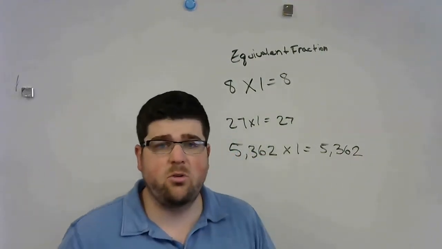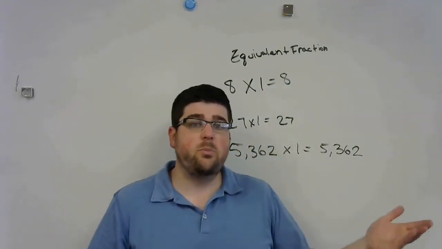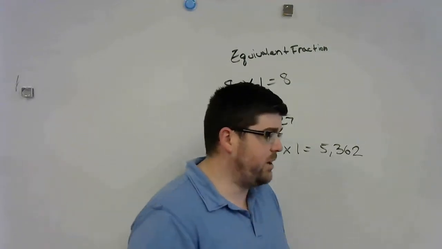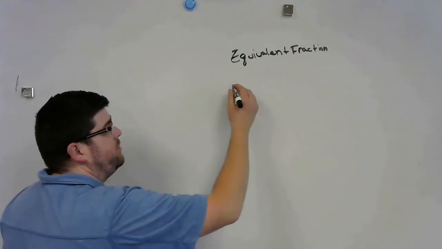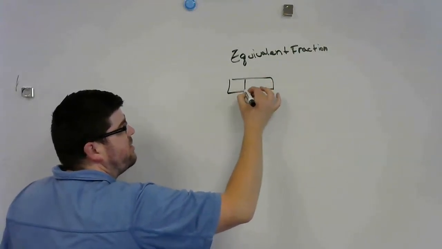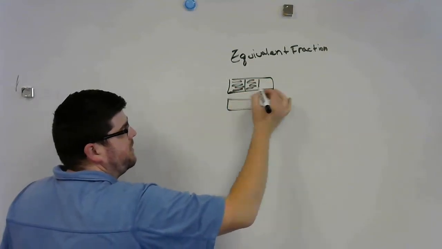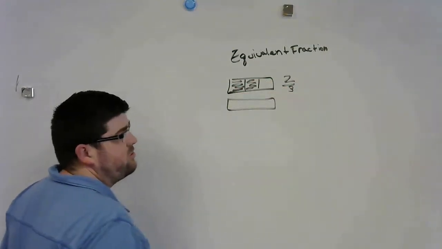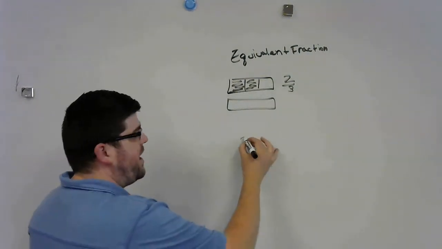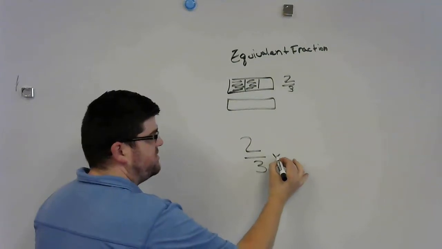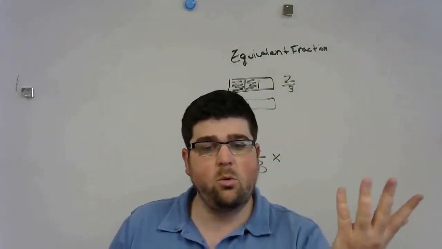So what the identity property of multiplication says is that if you want to multiply a number and have the answer be the same as the original number, you just multiply it by 1, which is what we're doing today. So let's take, for example, this fraction right here. 2 parts shaded out of 3. That's 2/3. And I want to find a fraction that is equivalent to that 2/3. Well, the identity property of multiplication says that if I want to find a fraction that's equivalent to 2/3, all I have to do is multiply it by 1.